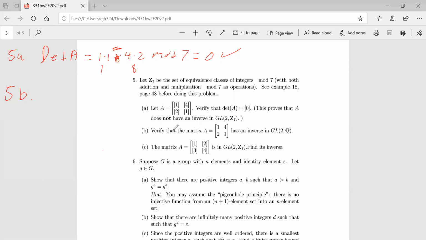So what is the determinant here? So determinant of this guy, that would be 1 minus 8. So that would not be in 7Q, right?